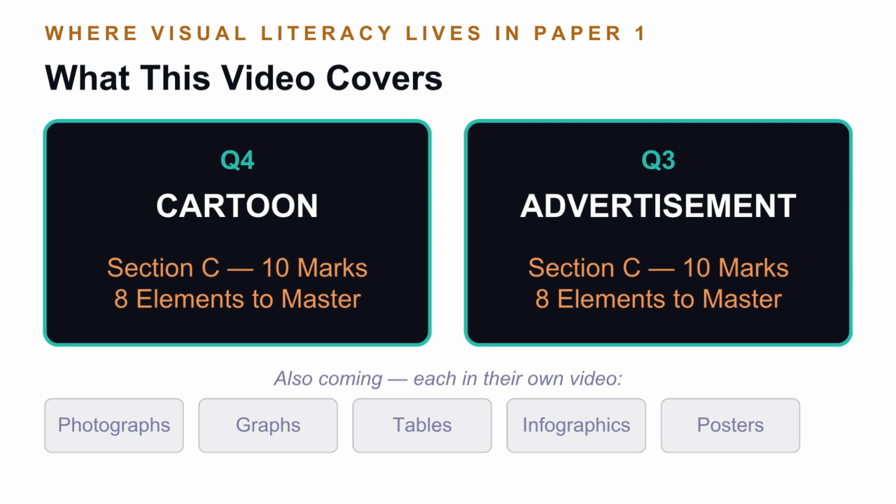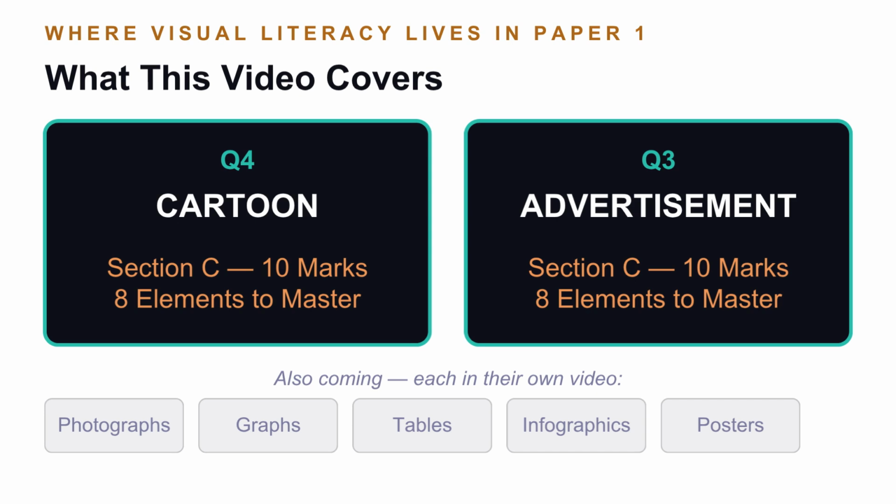One important note before we go deeper. Section A Text B can include many different visual text types: photographs, graphs, tables, infographics, and posters. Each of those will get its own dedicated video on this channel. In this lesson, we are focused specifically on 2 question types in Section C, cartoons in Question 4 and advertisements in Question 3. 16 marks in total.